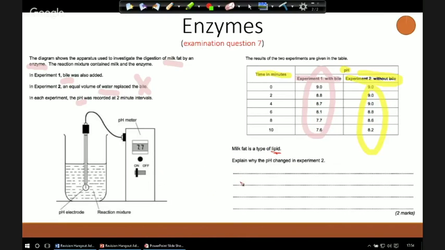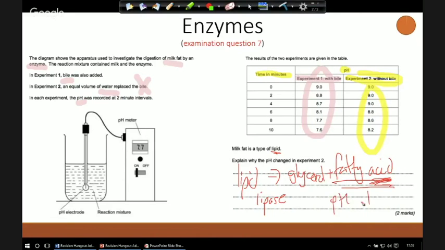Well, the milk fat is a lipid. There's our clue. The lipid is going to be broken down by the enzyme lipase. And in doing so, it's going to make glycerol, but it's also going to make a fatty acid. Because we're making a fatty acid, the pH is going to become more acidic. It's going to go down, and it does.